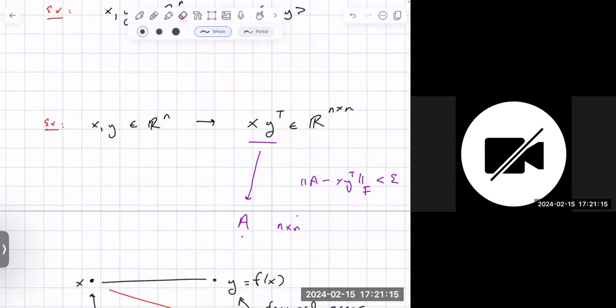Yes. So A is likely not rank 1. It's likely actually full rank. Full rank stuff is dense. It's likely rank N.